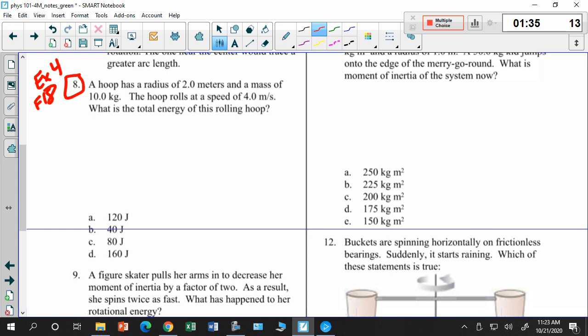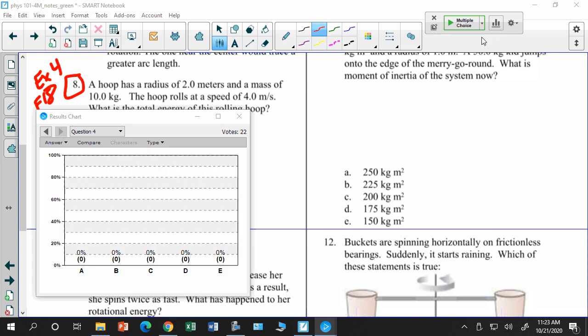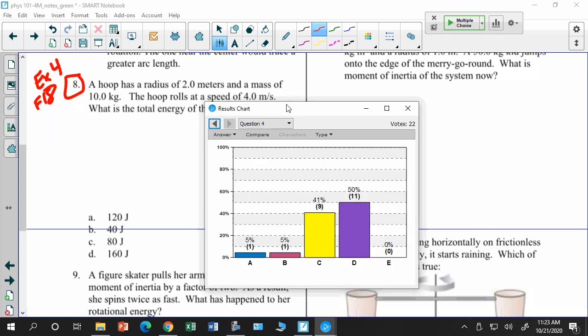All right, we'll stop in about 10 seconds. Stop at 150. Guess if you're not sure. 150, going away. Looks like we were sort of split. I think the answer is D, but let's see.